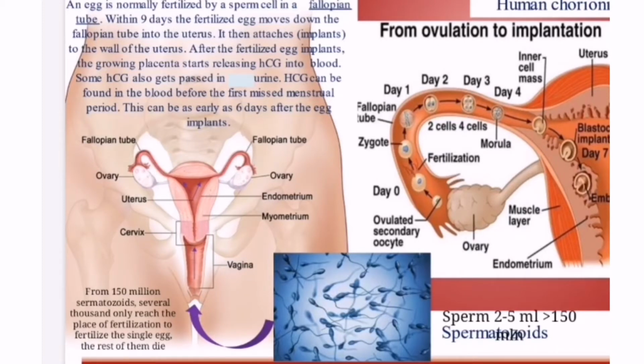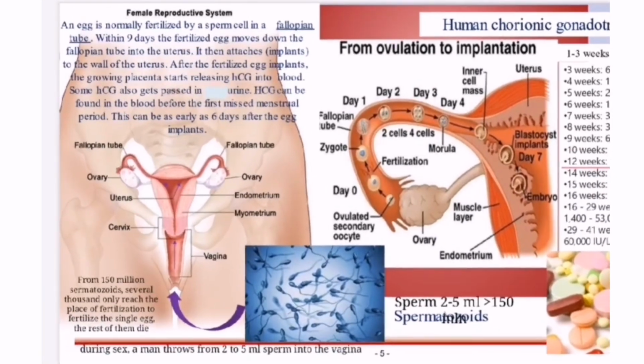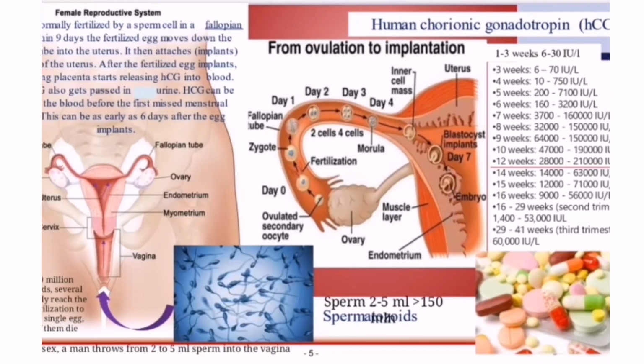Out of 150 million spermatozoids, only several thousand reach the place of fertilization to fertilize the single egg. The rest of them die. During sex, a man releases 2 to 5 ml of semen into the vagina. From the picture, you can see the process from ovulation to implantation.